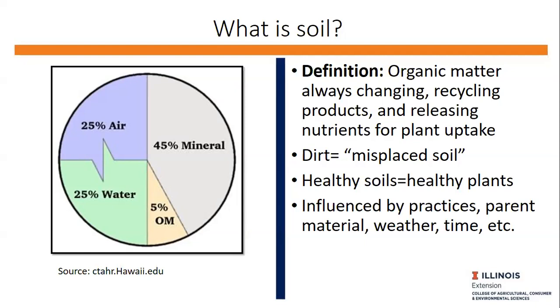Soil is influenced by practices, the parent material, the weather, the time, and so forth. The chart you see here, this pie chart, shows kind of the breakdown of your soil. So it is air, it is water comprising 25%, minerals being 45%, and then organic matter of 5%.